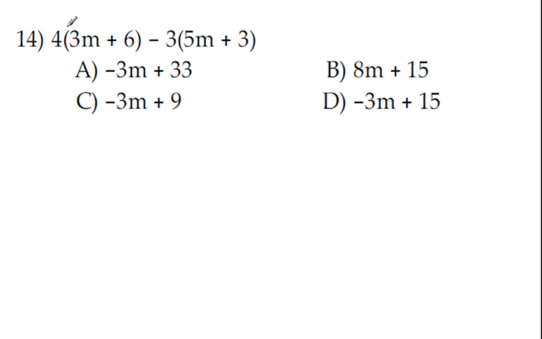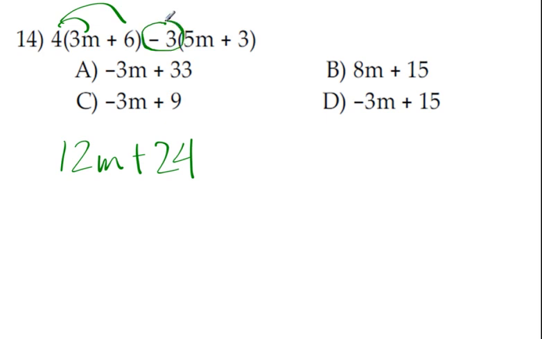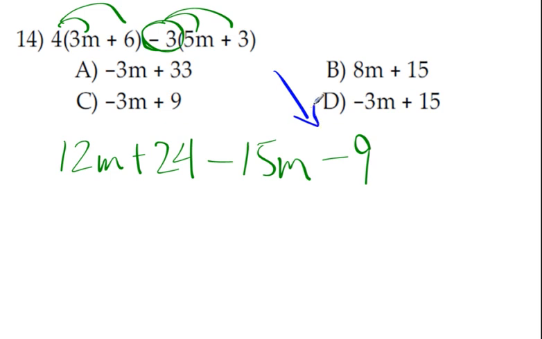Here's just our distributive property. We're going to take that 4 and multiply both of those. Get our 12m plus 24. This one is where they're trying to get you. It's a negative 3, so we want to make sure we take that negative and multiply both of those and get negative 15m and then minus 9. The most common mistake here is going to be that one right there, and we're going to end up with a positive 9 here. Do not be that kid doing that.